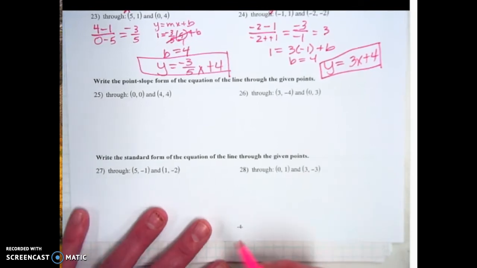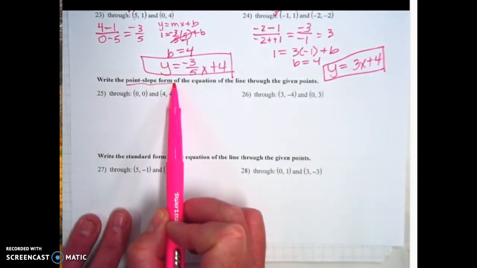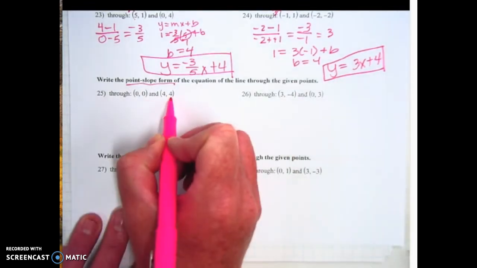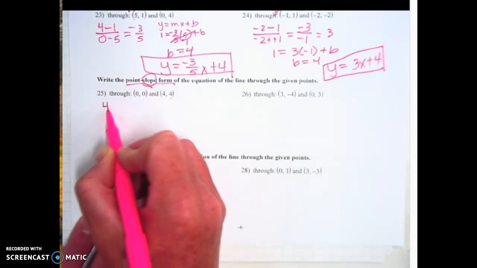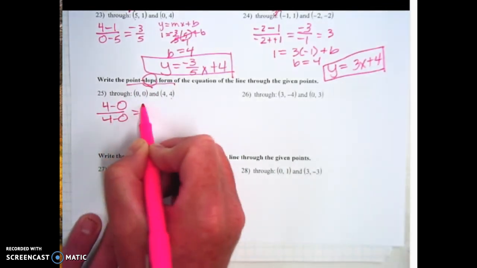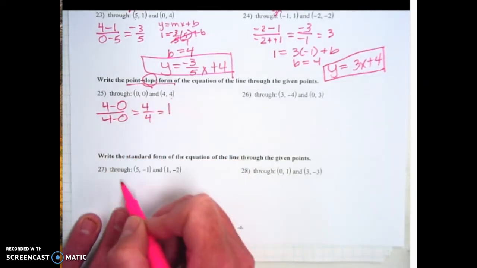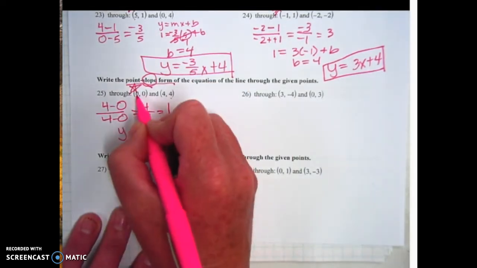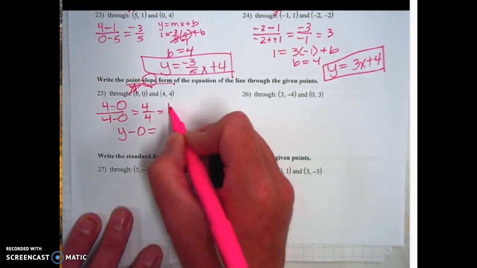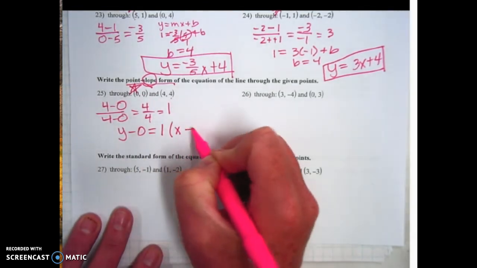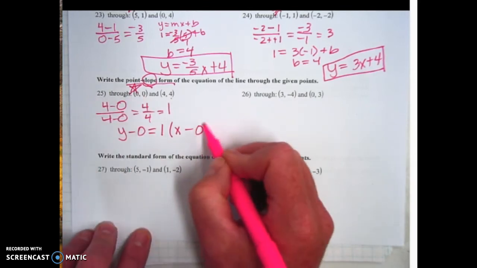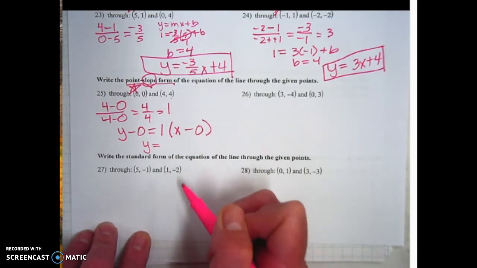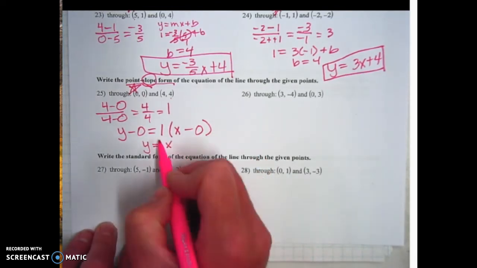Numbers 25 and 26. Write the point-slope form. So point-slope form looks a little bit different, but not too bad. But you still need to get the slope first. So you're going to do 4 minus 0 over 4 minus 0, which is 4 over 4, which is 1. I'm going to use the first point for my y minus y, which is 0, equal to my slope, which is 1, times x minus x sub 1, which is also 0. When we simplify this, y minus 0 is just y. 1 times anything is itself, and x minus 0 is x, so it's just y equals x.